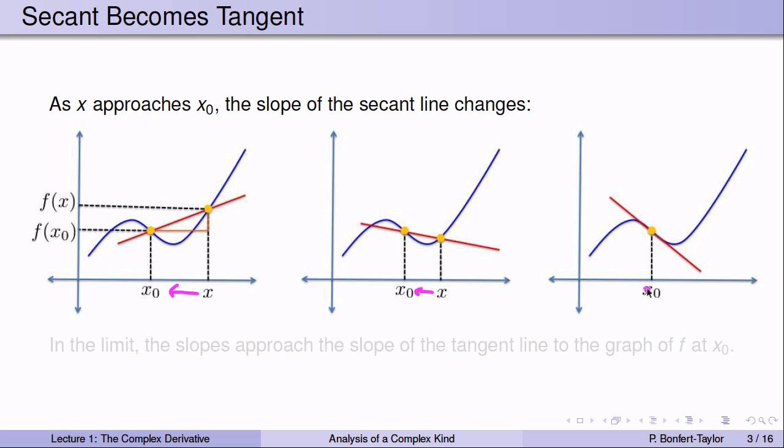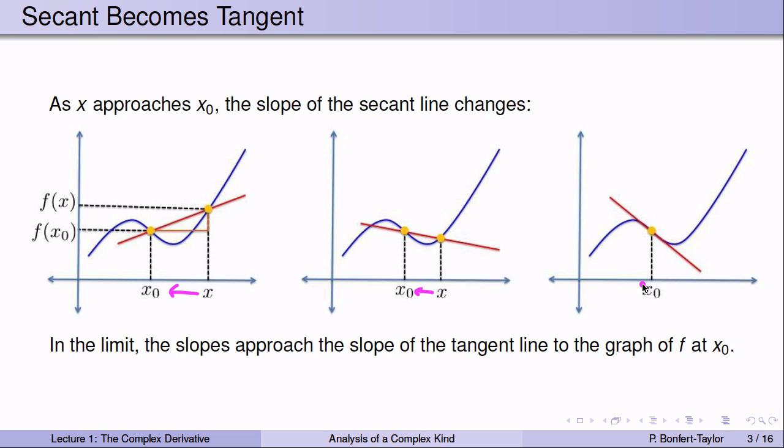In the limit, x and x0 kind of overlap, and the slope of the secant line becomes the slope of the tangent line. In other words, if this limit exists, it is the slope of the tangent line to the graph of f at x0. The derivative is thus the slope of the tangent line to the graph at x0.